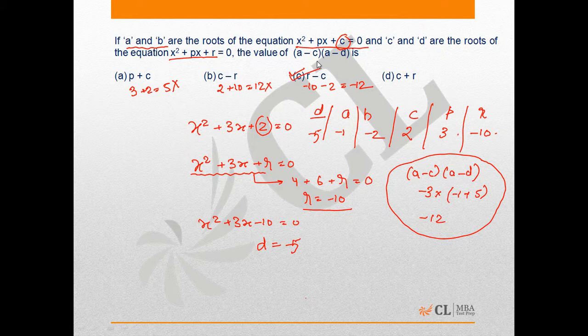So I can do this question in two ways, either by a systematic process or by eliminating options by substituting some values and all.